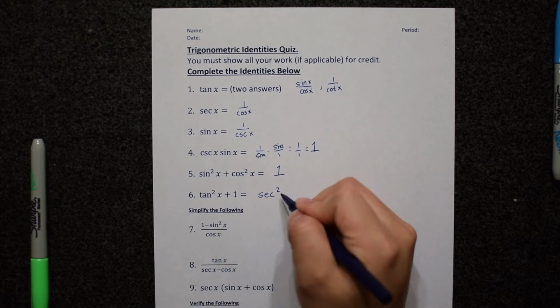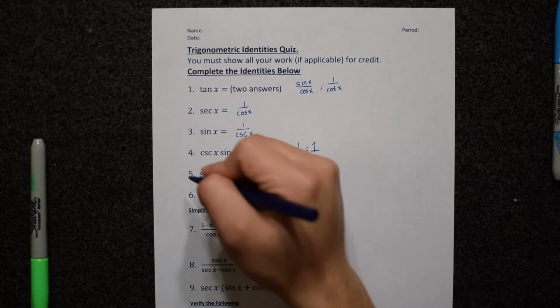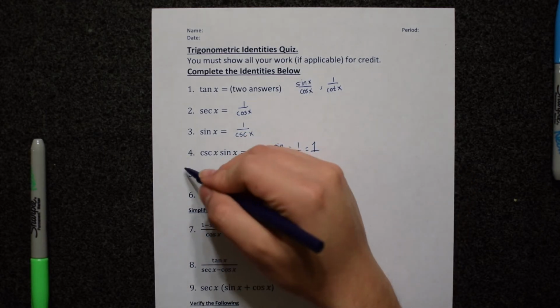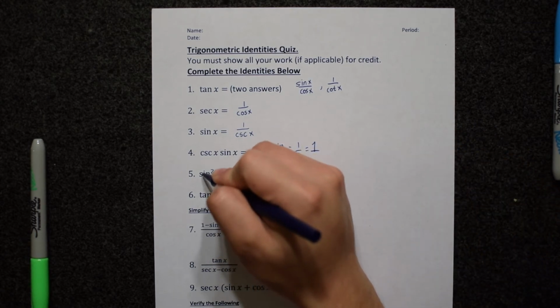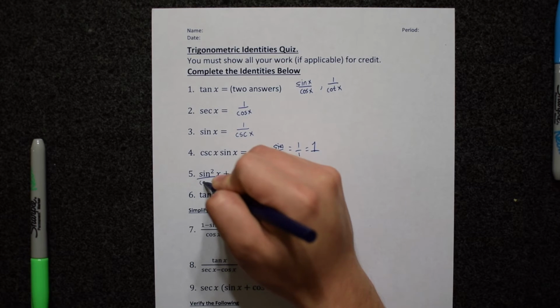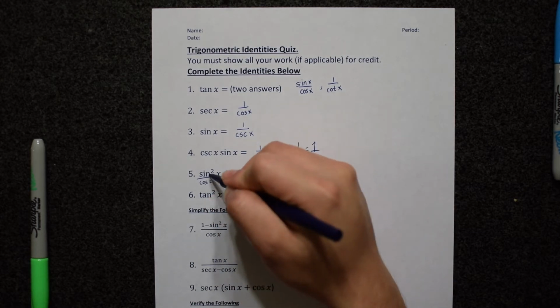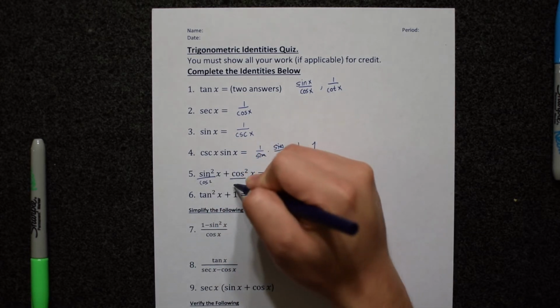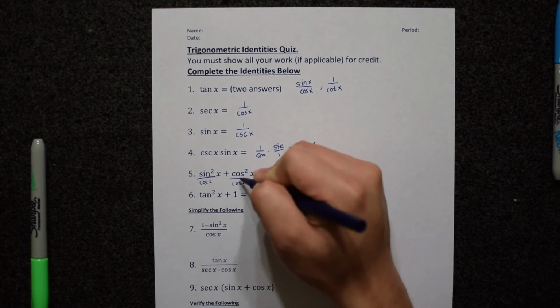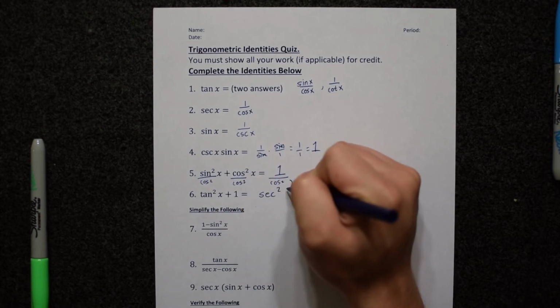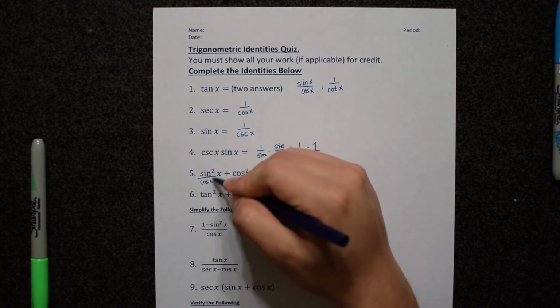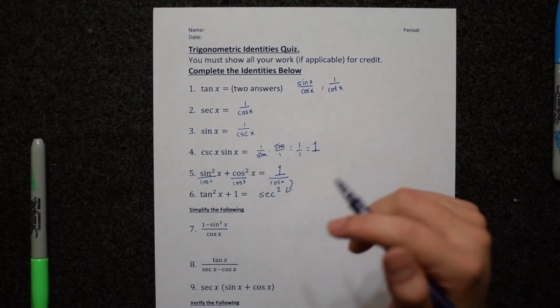Now the way you get this one, ladies and gentlemen, is by dividing everything here in your number 5 by cosine squared. So if I pretended to take sine squared divided by cosine squared, well, that just gives me tangent squared, and then cosine squared over cosine squared, that just gives me 1, and then 1 over cosine squared is equal to secant squared. So you see how this one is just derived from the original one.